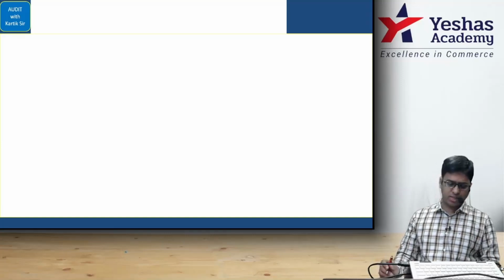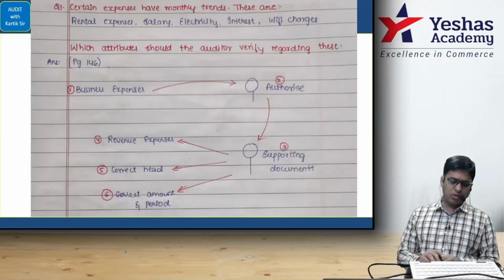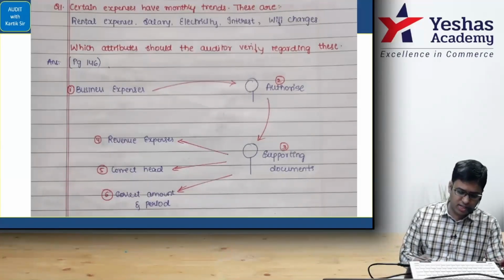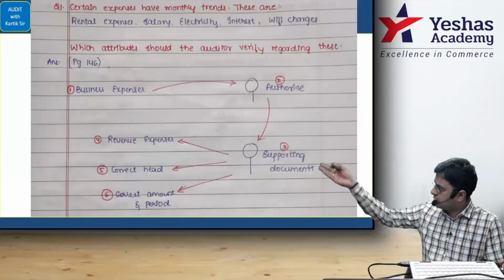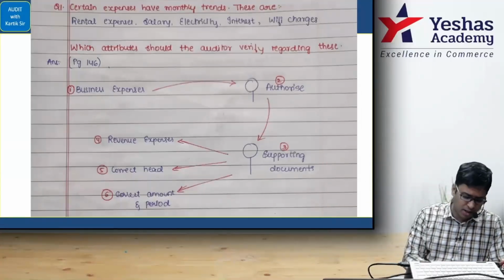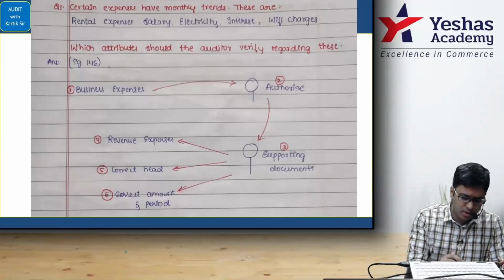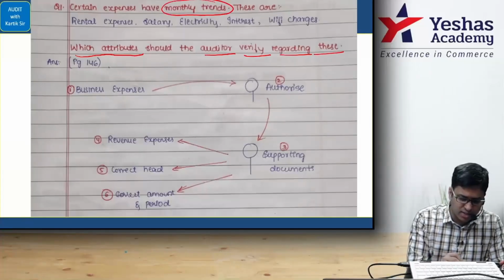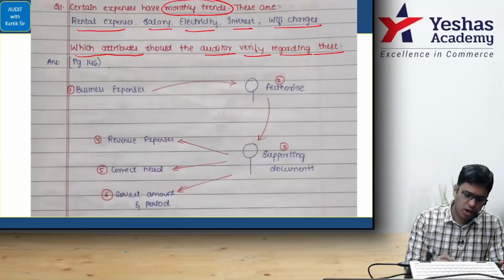Please look at the screen. The auditor will check what all things. If you look at the screen only, you will find it very easy, and I ask you to make the same notes exactly how it is; you have to copy. Which attributes should the auditor verify regarding these monthly trends, which are rental expenses, salary, electricity, interest, Wi-Fi charges, all these things? What will the auditor check?